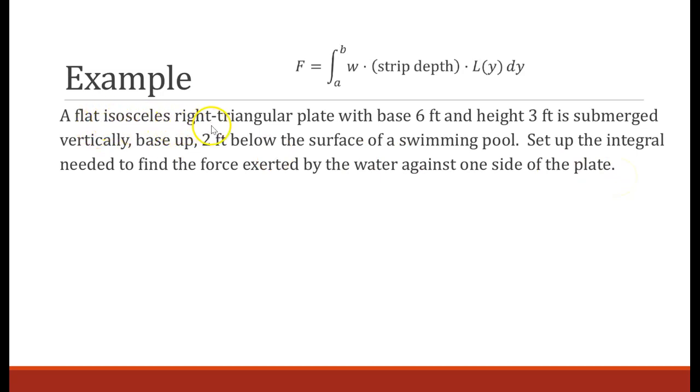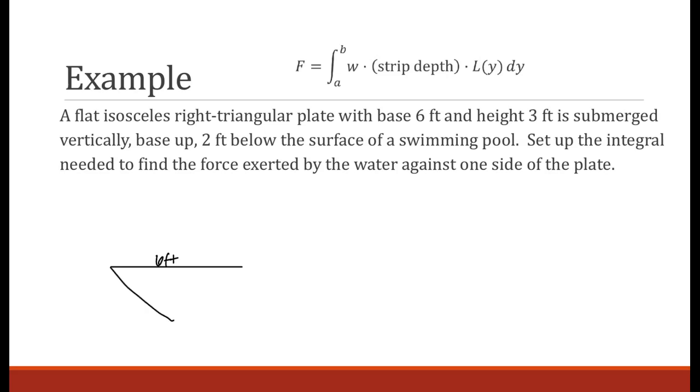All right, so let's go back to the first sentence. An isosceles right triangular plate. So the base of the triangle is 6 feet, the height of the triangle is 3 feet, and it's submerged vertically, base up. So I'm going to sketch an isosceles triangle with a base of 6 feet, base up.